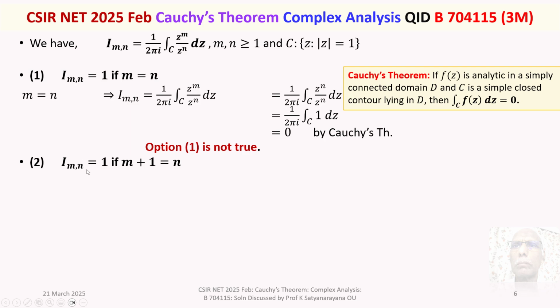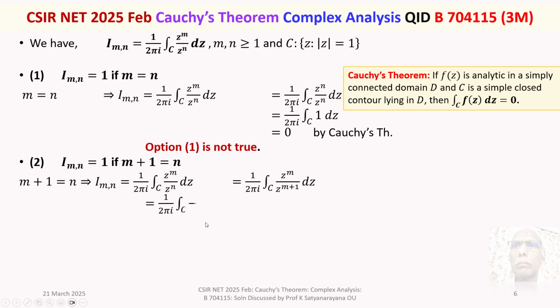I suffix m comma n is equal to 1 if m plus 1 is equal to n. So you take I m comma n, and for n you substitute m plus 1. So this will be 1 by 2 pi i integral taken round c, z power m by z power n, where n is m plus 1. After cancellation, it will be 1 by 2 pi i integral taken round c, 1 by z dz.